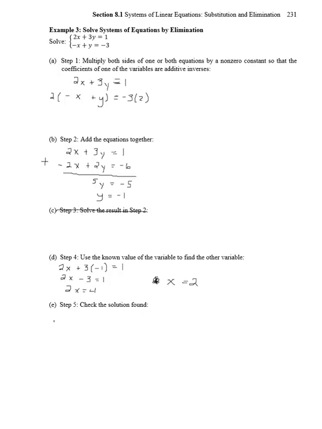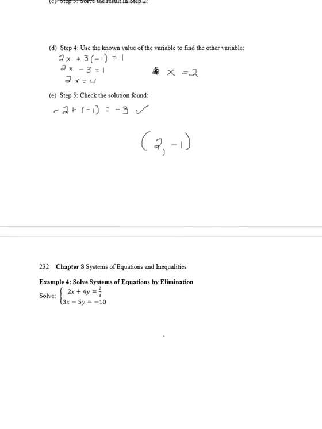Then of course we have to check. So if we plug into the second equation, we have negative x, so negative 2, plus y is a negative 1, which equals negative 3. Check. So our solution is 2, negative 1. Okay, I'm moving on to the next page.